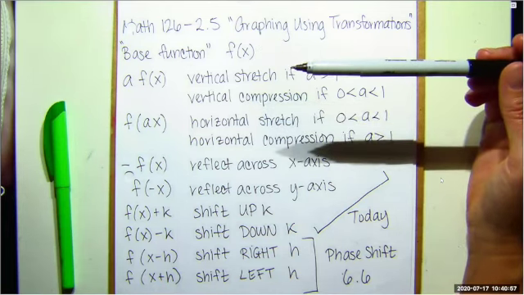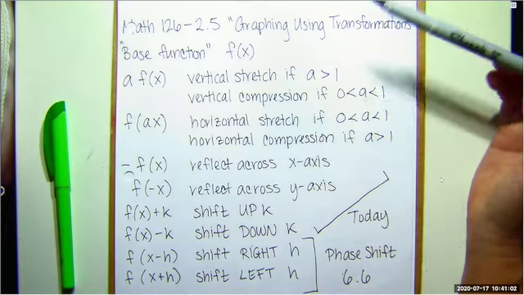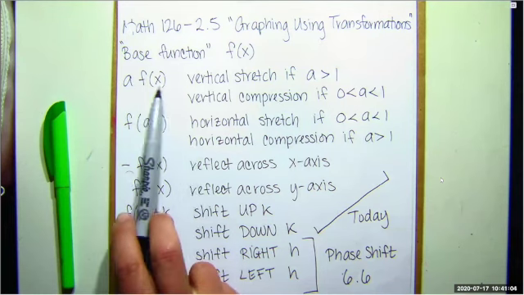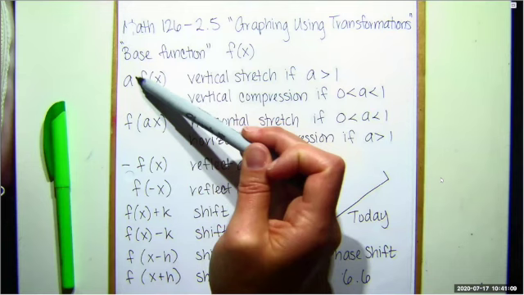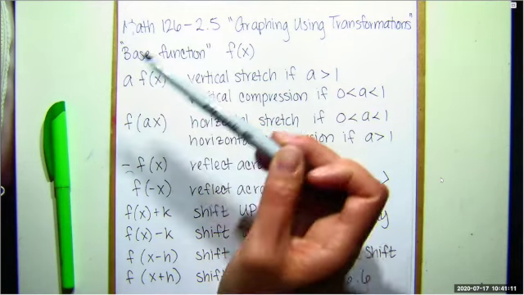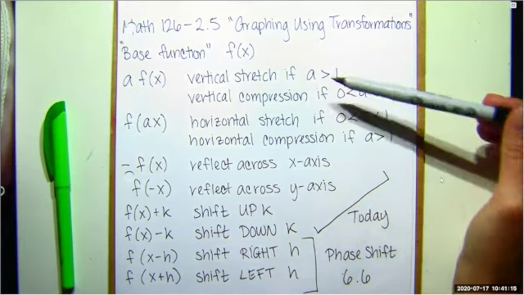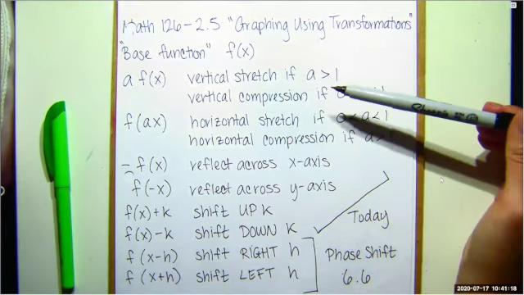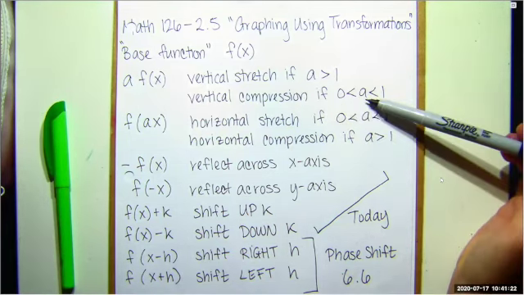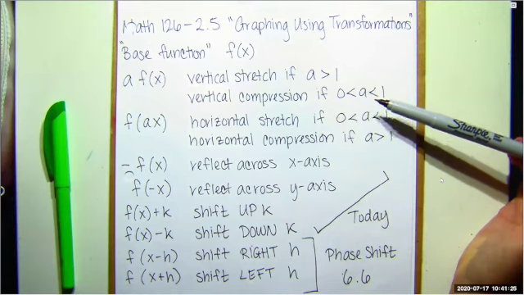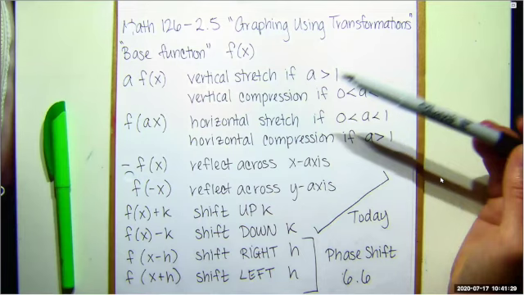Yep, and somebody already nailed it in the chat here, up to stretched by 5. Yep. Okay, so remember, if we have our base function and we multiply by some number outside the function, what we're doing is we're literally taking these y values and we're making them bigger if we multiply by something greater than 1. So if we multiply by 2 or 3, we're making those y values bigger. That's a vertical stretch. If we multiply by something between 0 and 1, say 1/2, we're taking those y values, we're making them smaller. That's called a vertical compression.